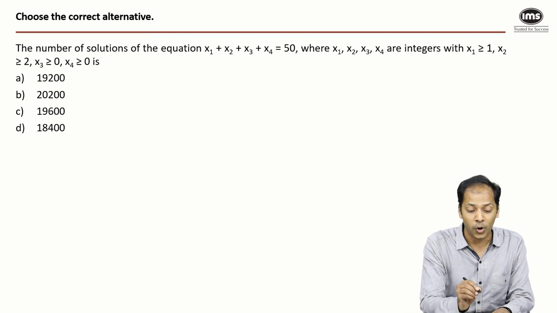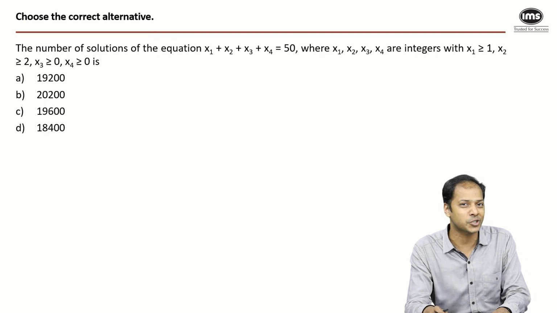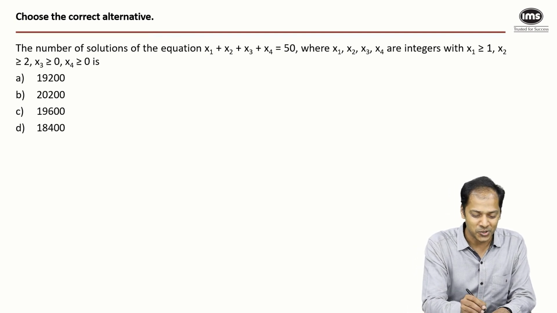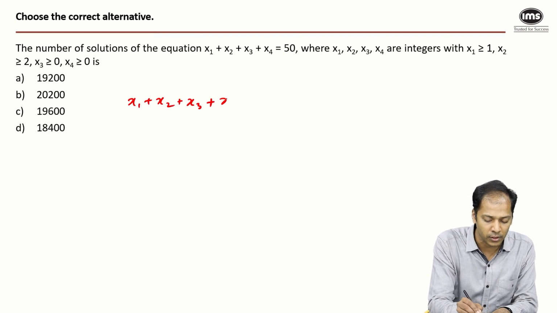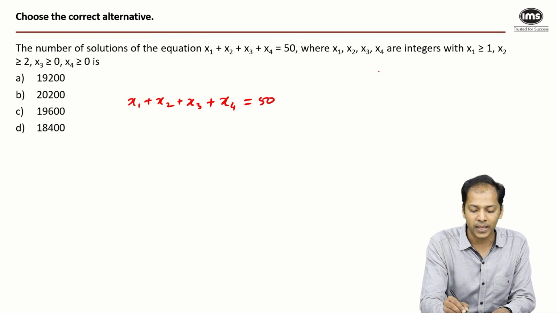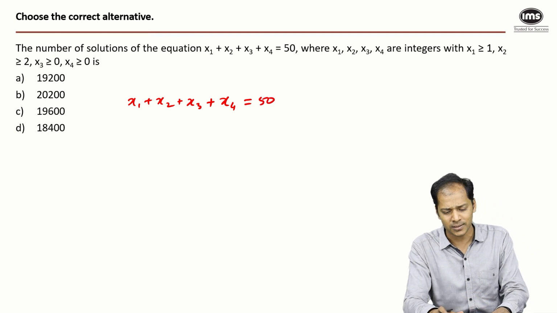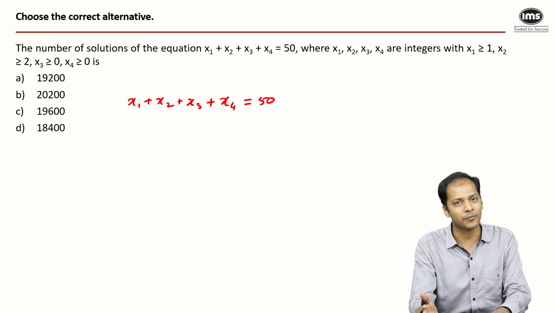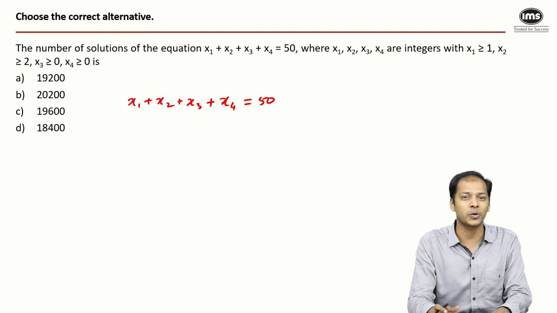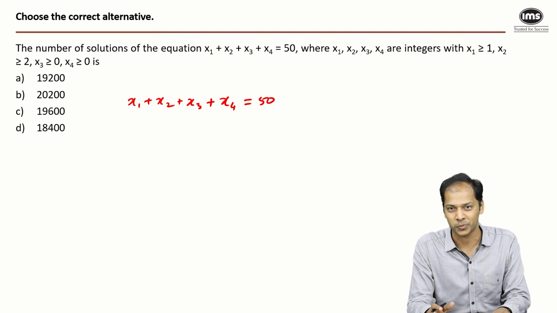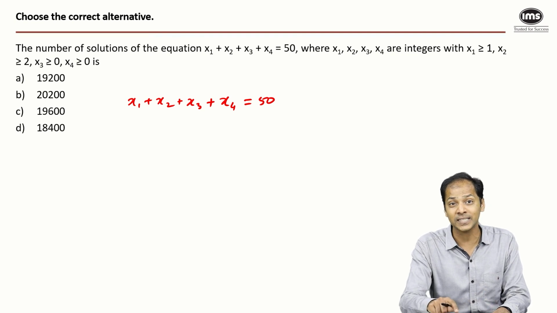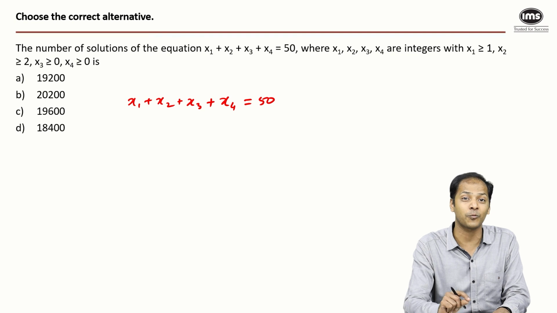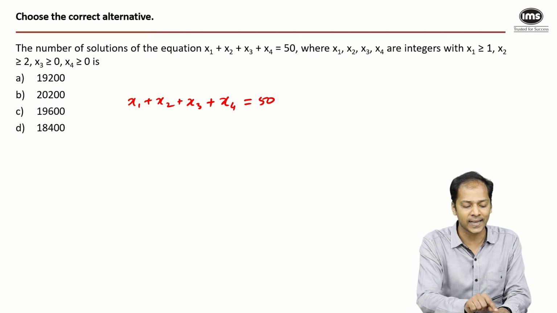The question was based on the number of non-negative integral solutions of an equation. Here we were given x1 plus x2 plus x3 plus x4 equals 50, where x1, x2, x3, x4 are integers, but further x1 is greater than or equal to 1, x2 is greater than or equal to 2, x3 is greater than or equal to 0, and x4 is greater than or equal to 0. If you look at it carefully, these are non-negative integral solutions with the variation that x1 is at least 1 and x2 is at least 2.